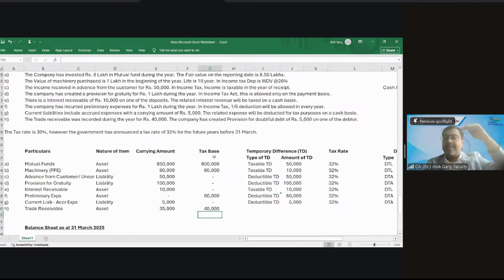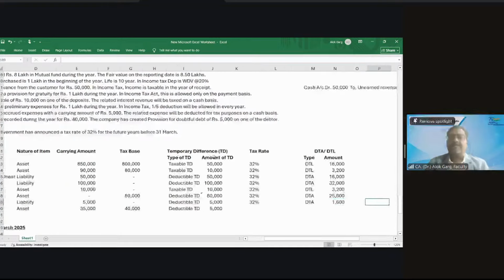So my asset carrying amount is 35,000, while in the tax books it is 40,000. What should I do? We need to increase the asset. Increasing the asset means DTA. We need to create DTA, deductible temporary difference, right? Okay, DTA.